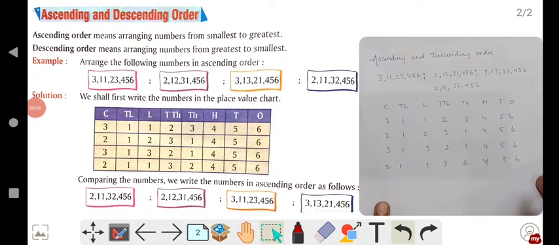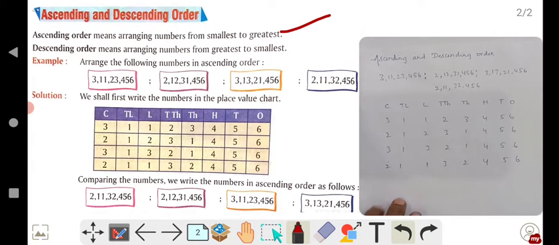So children, ascending means arranging numbers from smallest to greatest. This you have already learnt in your earlier classes. Ascending means arranging the numbers from smallest to greatest, or in other words, climbing up the stairs, going up the stairs. When you are climbing from downstairs to up, you are going from small to big. That is increasing order. In increasing order from small to big, that is nothing but ascending order.